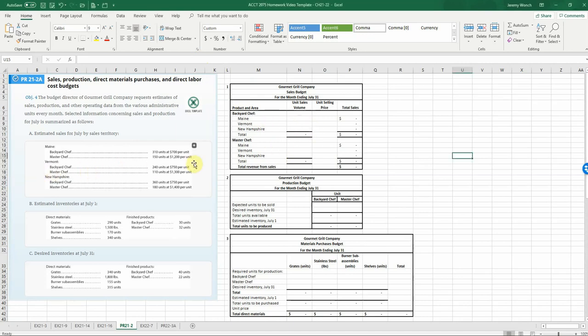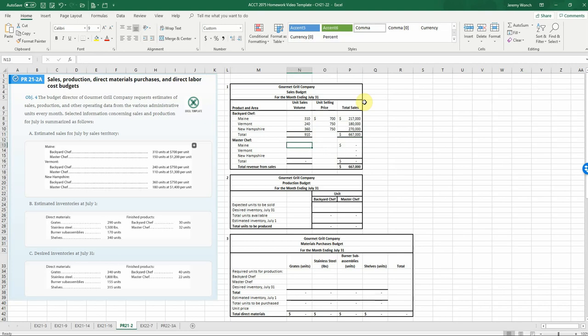And so for the Backyard Chef Barbecue in Maine, they're going to do 310 units at $700 per unit. Then in Vermont, they're going to do 240 at $750. And then in New Hampshire, 360 units at $750. So they're going to do 910 units at $667,000.